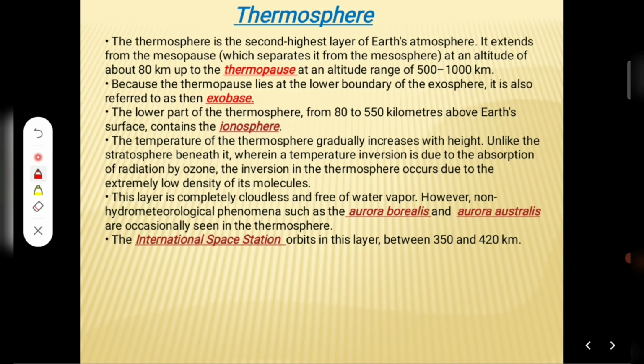Next comes the thermosphere, and it starts from 80 kilometers to 500 to 1000 kilometers. Because the thermosphere is below the exosphere, its upper boundary is also known as the exobase. There is a layer of ions present in the thermosphere ranging from 80 to 550 kilometers. These ions form a layer like the ozone layer and are known as the ionosphere. This is a very important layer. We will learn its importance in the later part of the video.